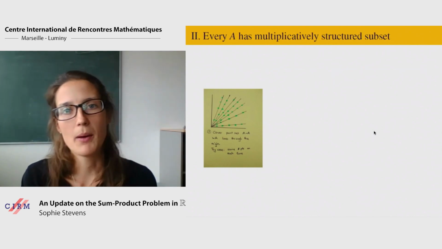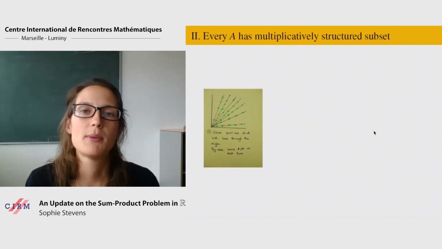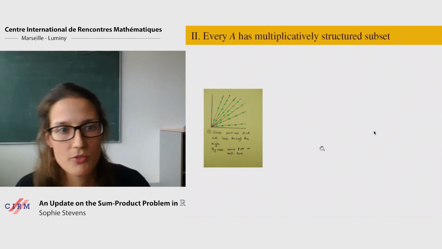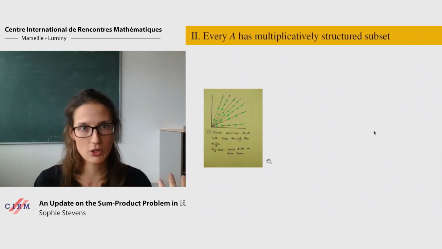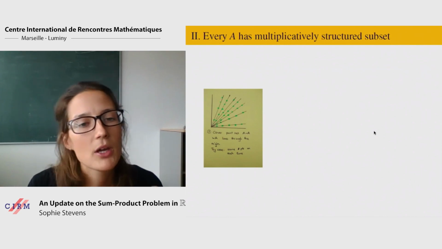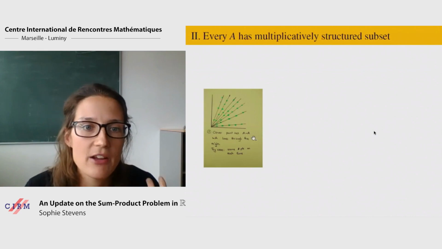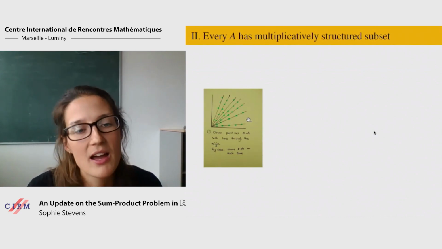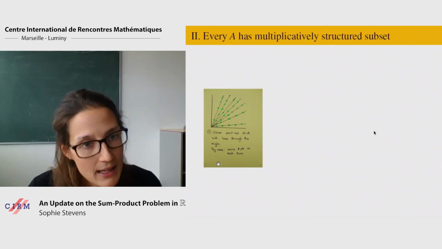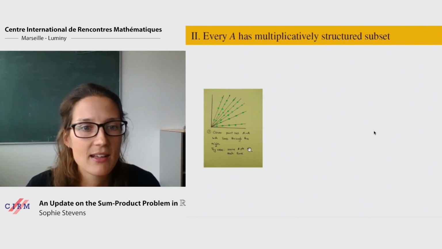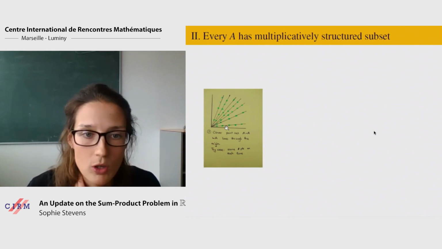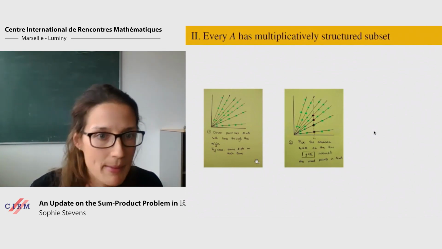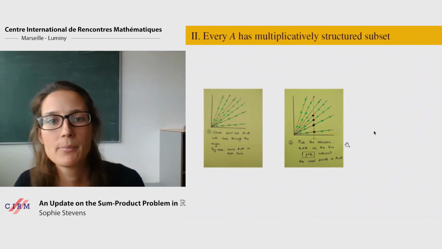Okay, so part 2: every set A has got a multiplicatively structured subset. So let's find this subset. First, we're going to look at our set A, and we're going to make it into a point set, A cross A, and we're going to cover this point set with lines through the origin. And this is a toy case, so let's assume that the same number of points fall on each line. I may call this number of points tau.